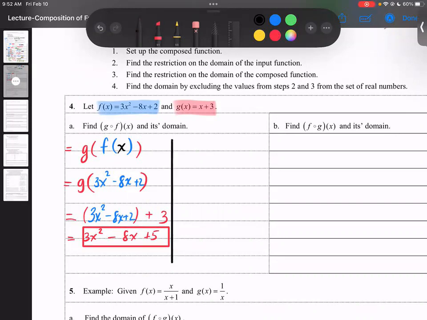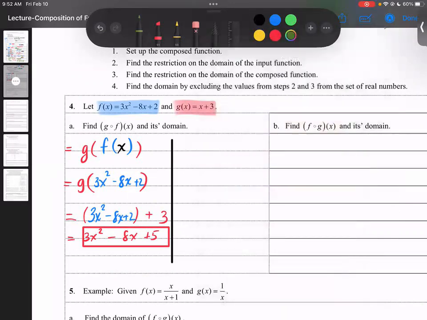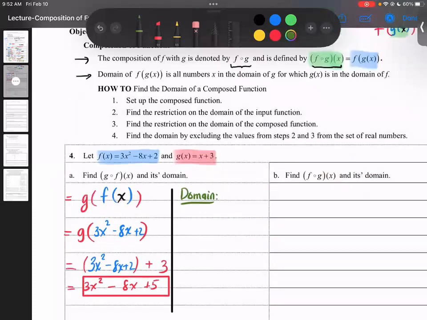Now the domain. There's a little step to tell you how to find the domain right here. How to find the domain of the compose function or composite function. First, set up the compose function, which we did. That's the compose function in the red box right there. Now you're gonna find the restriction on the domain of the input function.